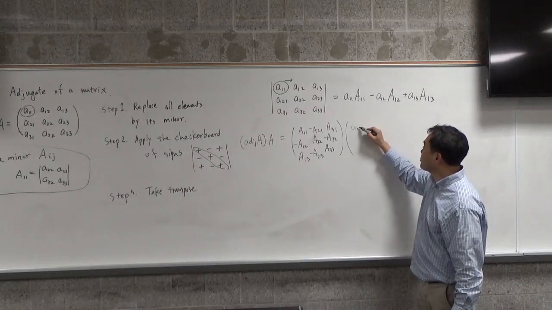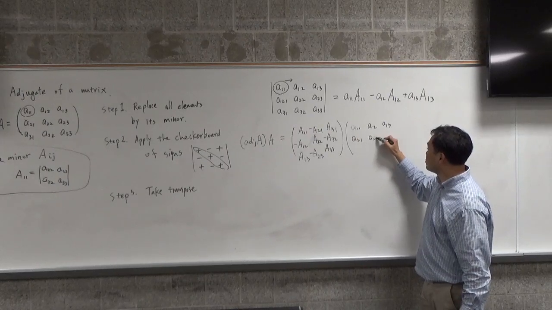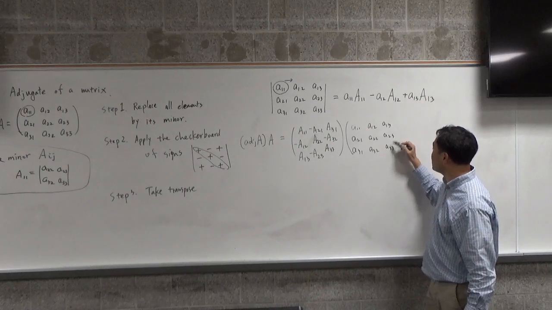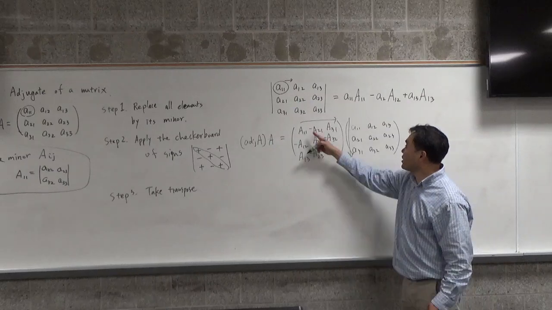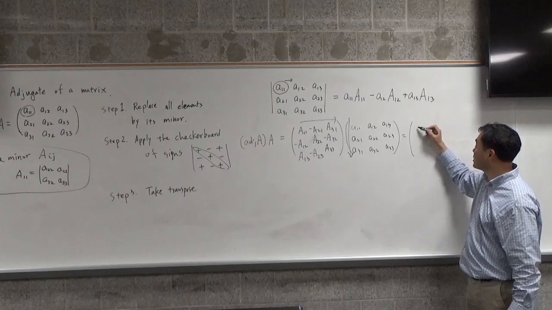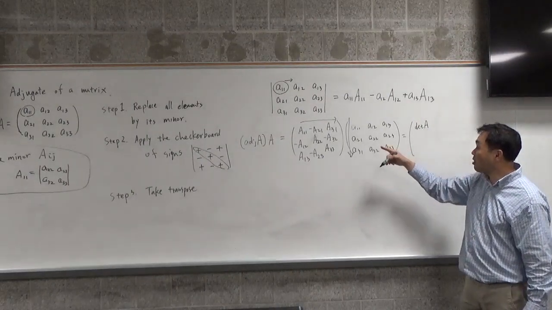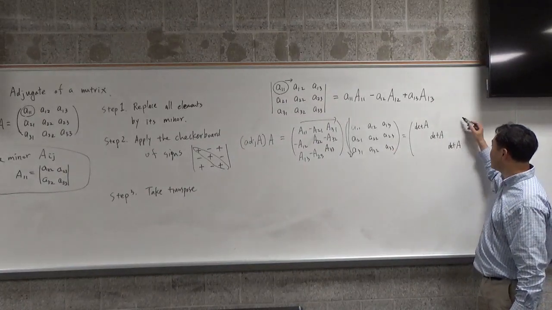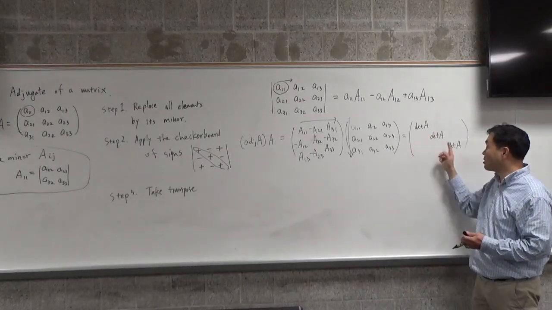And then I put A11, A12, A13, A21, A22, A23, A31, A32, A33. If you multiply like that, then you get exactly what we wrote down, right? So what does that give you? It gives you the determinant of A on the diagonal. Now, note that determinant of A is a number. It's not a matrix. So these are numbers.